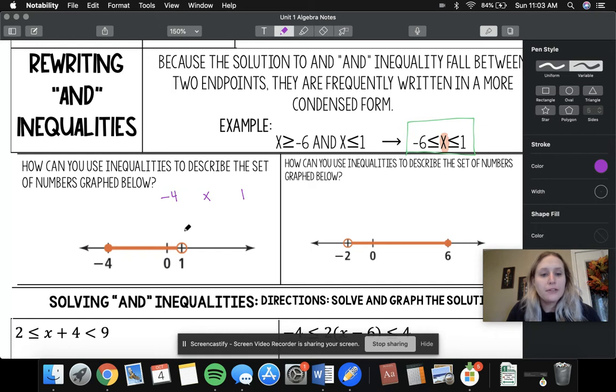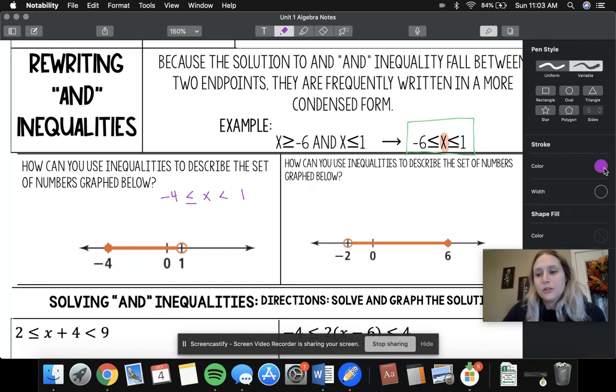When I compare negative 4, x is anything that is larger than negative 4. So when I think about if it's on the right-hand side, x is larger or equal to negative 4. When I compare it to 1, the shade is anything smaller than 1, so x is anything smaller than 1.